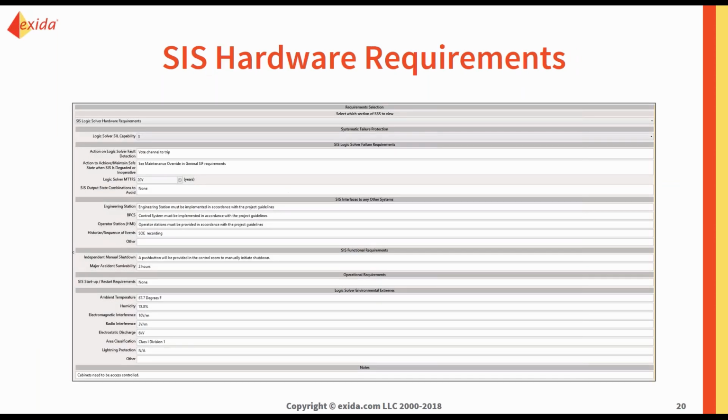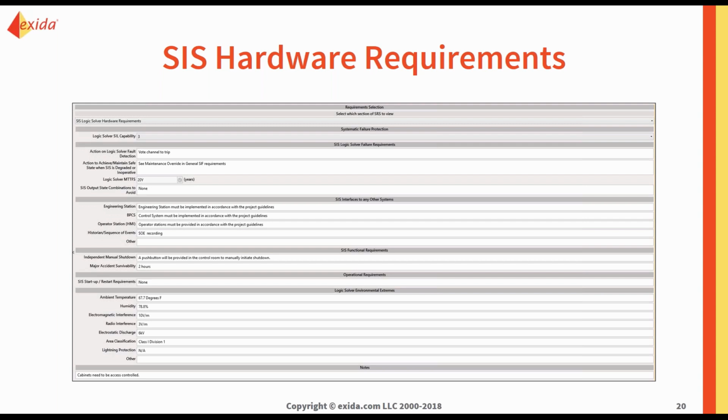Then you can move on to hardware requirements. So this is done via just a quick drop down. You can see at the top, requirement selection, select which section of the SRS to view, and you just select SIS logic solver hardware requirements. The first thing you're going to see is the SIL capability of the logic solver. So you can set that. And then you start to go through each requirement.